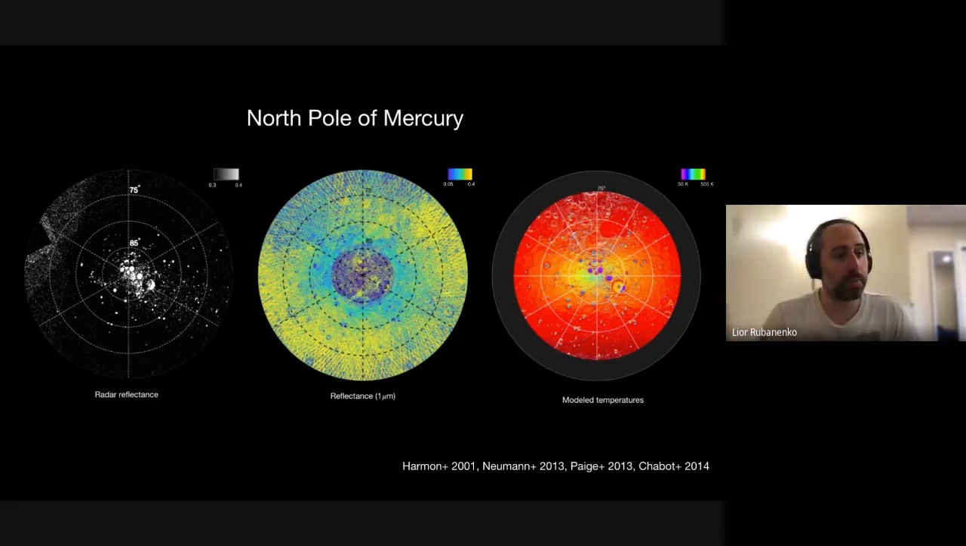Now we can compare those two maps with the model temperature, because we don't have an actual measured temperature map of the North Pole of Mercury. And we indeed find that in the coldest places, we get the brightest deposits. And in the slightly warmer places, we get those darkened deposits, like this theory predicted.